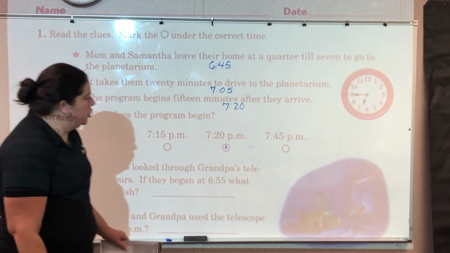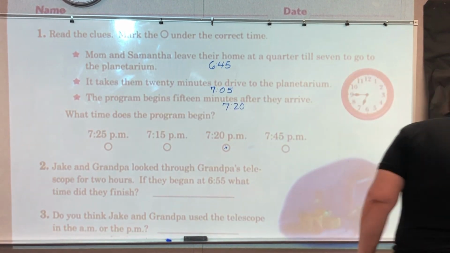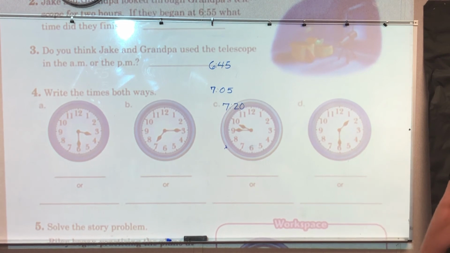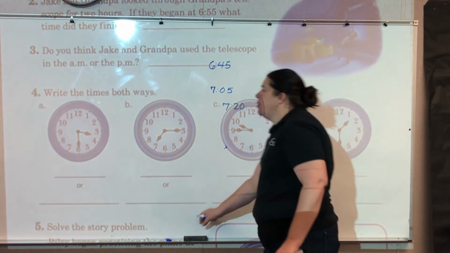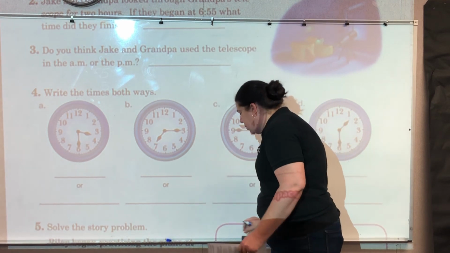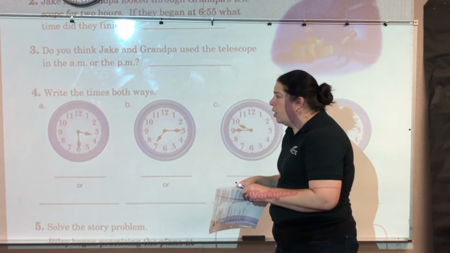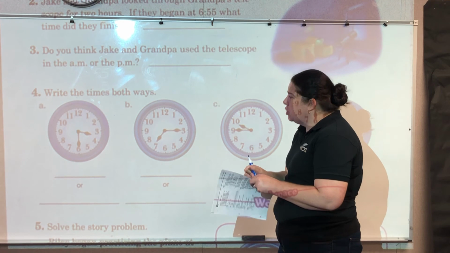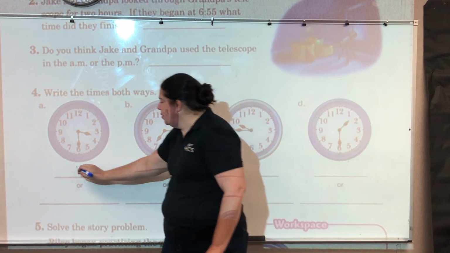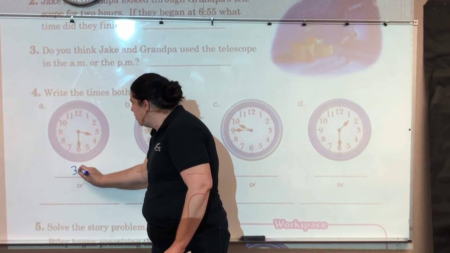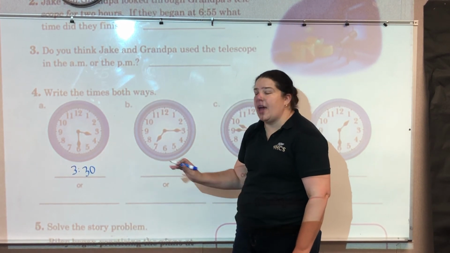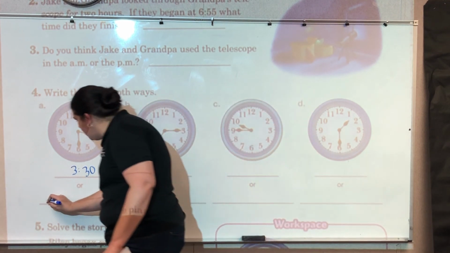We are going to go down to number 4 to practice our clocks. And we're going to write the times both ways. Remember, there's 2 ways to write it, okay? We're going to write it in words and in numbers. So the first way, you would say 3:30, right? Everyone knows how to write 3:30. You also need to know that this is 3:30.